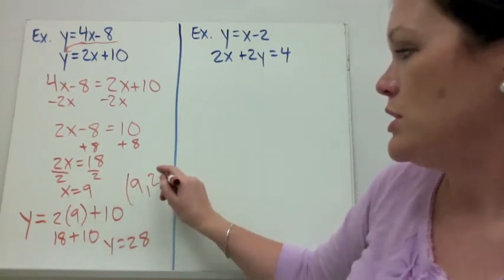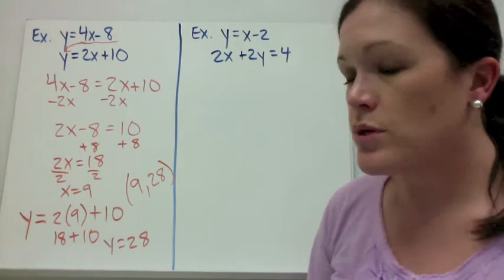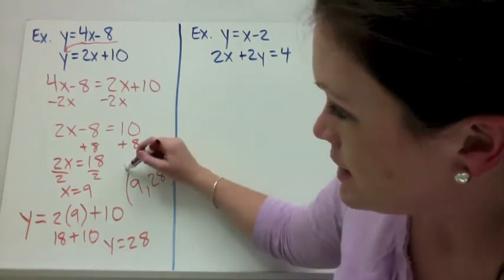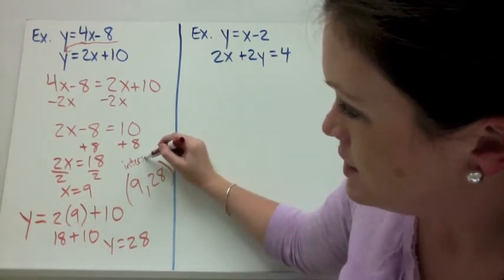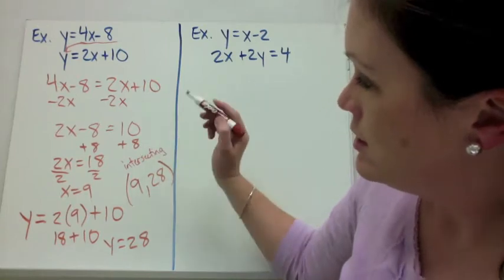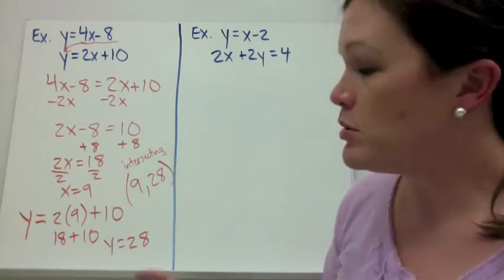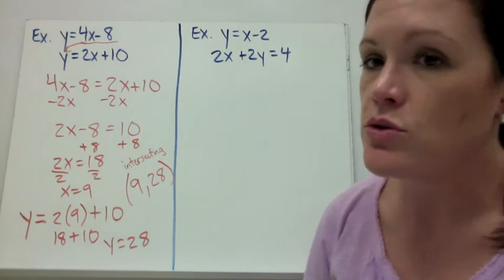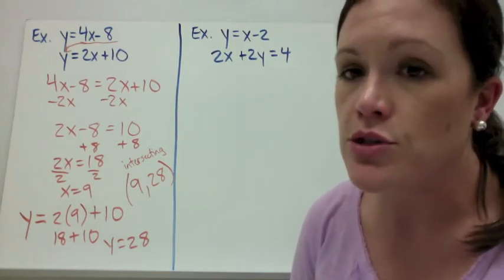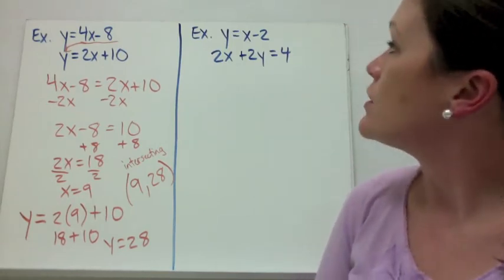So my solution is 9, 28. These are intersecting lines because they have one solution. X is 9, y is 28. And you can plug those both back into the original equations to check and make sure they're true. But let's look at another example.